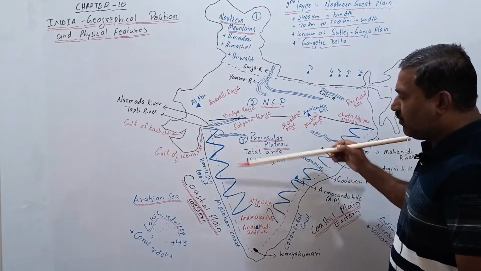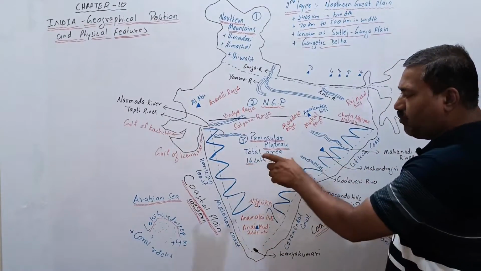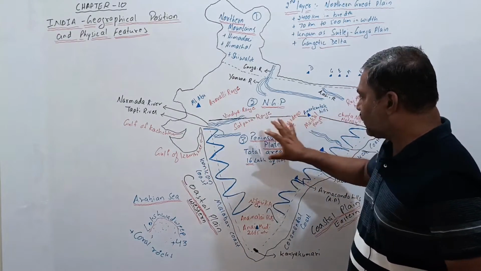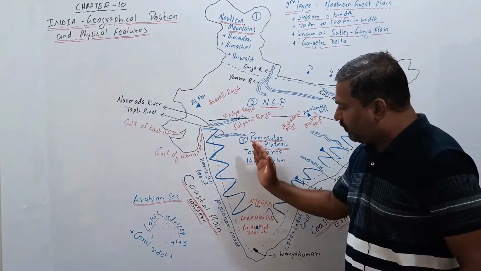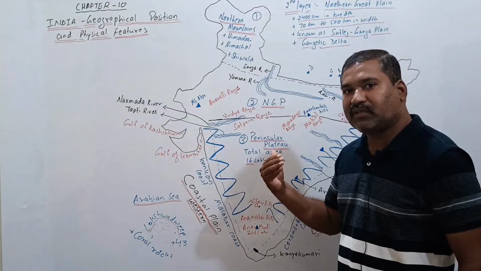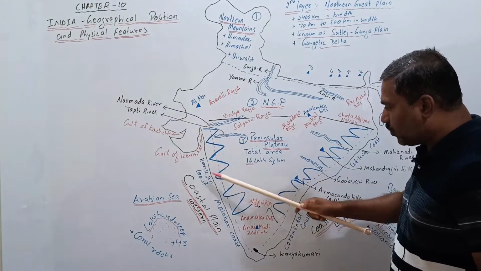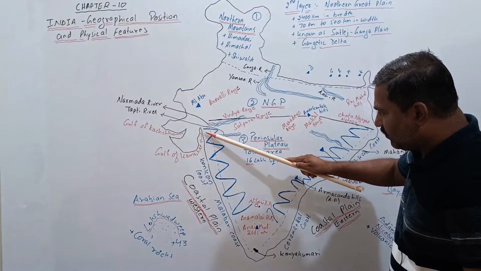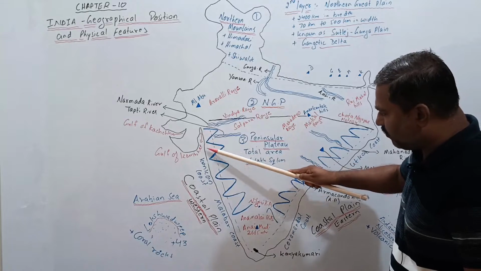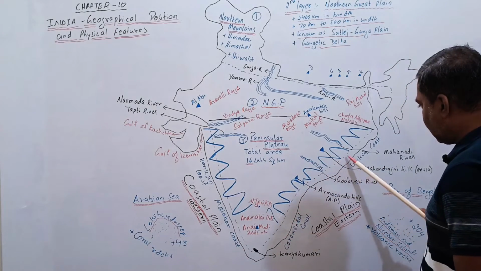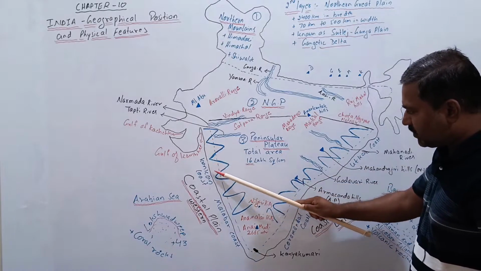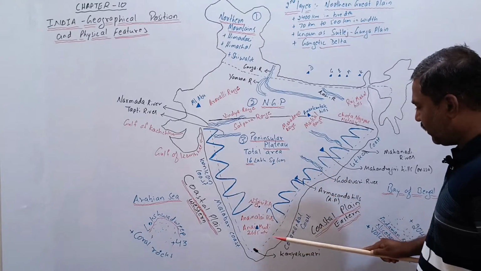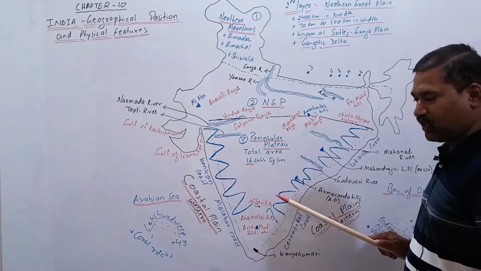Now, all this is related to which one? The peninsular plateau. When we come to the fourth layer, we will talk about the coastal plain. This is the coastal plain, which lies between the Western Ghats and the sea. We call it the western coastal plain, and we call it the eastern coastal plain.